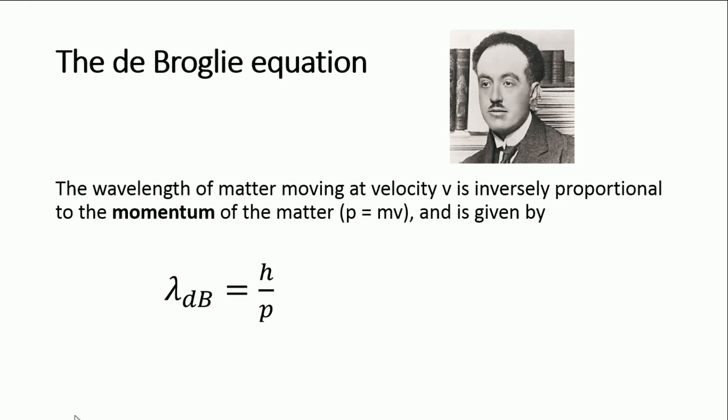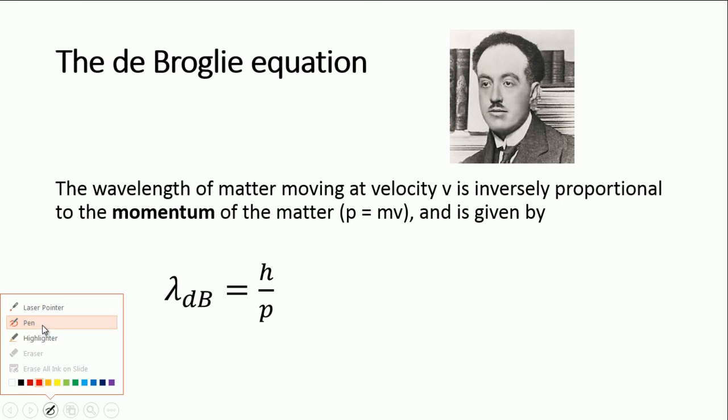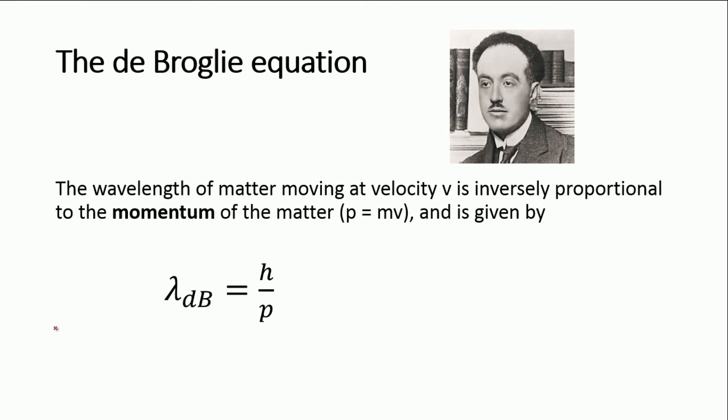So Einstein gave his blessing to de Broglie's work and said, yes, I accept this is perfectly reasonable, this is what's happening with electrons. And so 5 years later, de Broglie won the Nobel Prize for his work. So let's have a look at his equation.